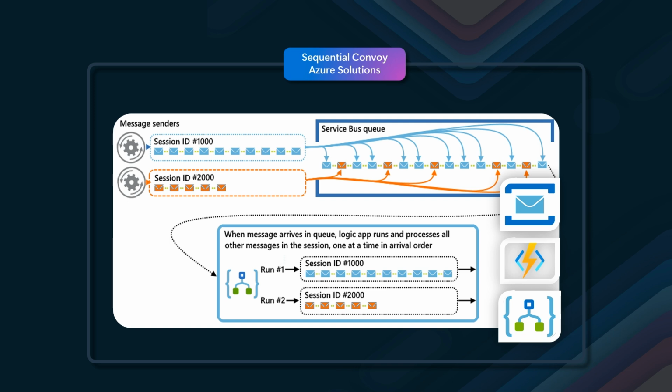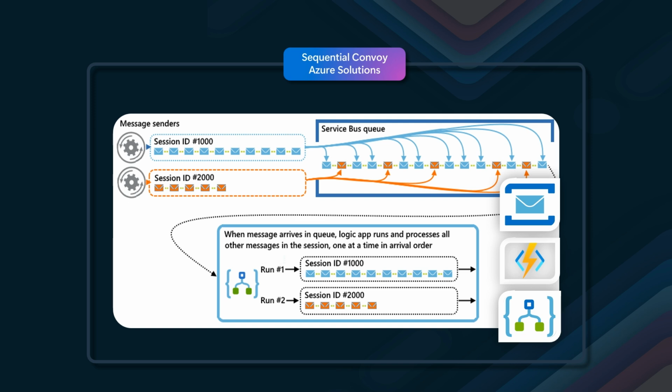So, session ID 1000. The logic app processes all the messages in session ID 1000 in the exact order that they arrive. This ensures that the sequence is preserved. Similarly, the logic app processes all messages in session ID 2000 in the arrival order, maintaining the sequence. Each session is processed independently and sequentially, ensuring that the integrity of the message order within each session is maintained.